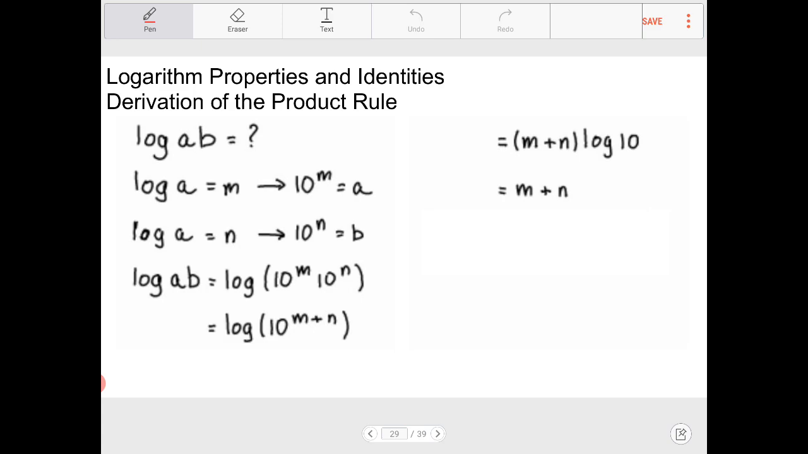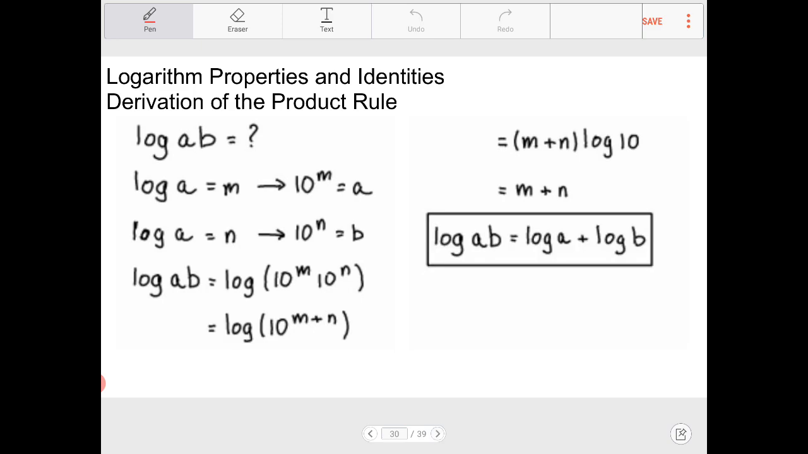And what is m plus n? m plus n is log of A plus log of B. This is the product rule, ladies and gentlemen. If you have a product inside of a logarithm, this then becomes the sum of those logs. Again, the logarithm of a product becomes the sum of the individual logs.